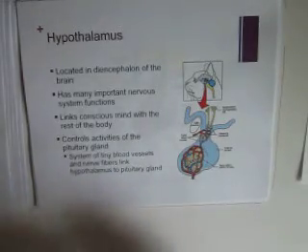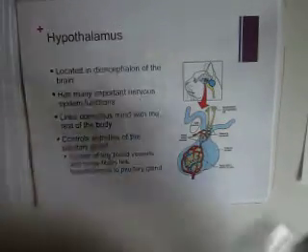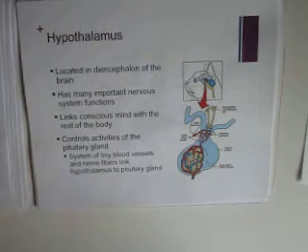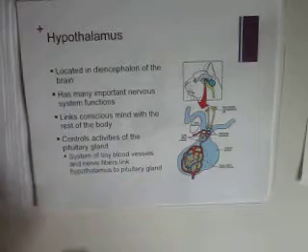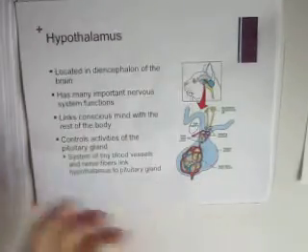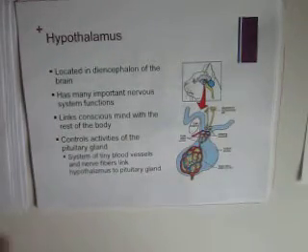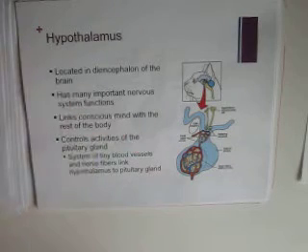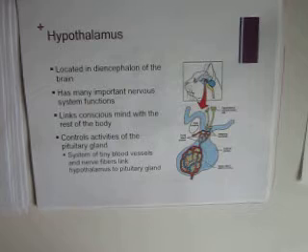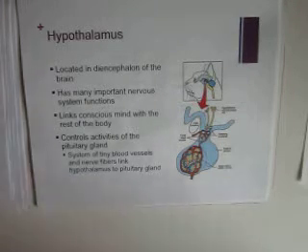The hypothalamus is located in the diencephalon of the brain. If you can remember back to last week when we were talking about parts of the brain, there was the cerebrum and the cerebellum. Well, there's this part in the middle we call the diencephalon, and it's composed of the hypothalamus and the thalamus. So the thalamus is above it, and the hypothalamus, hypo meaning below it. The hypothalamus has many important nervous system functions.